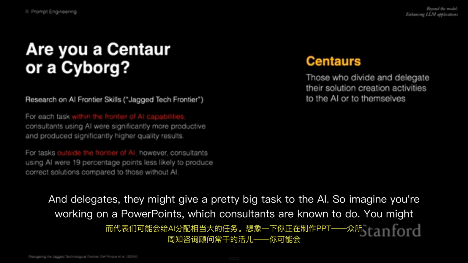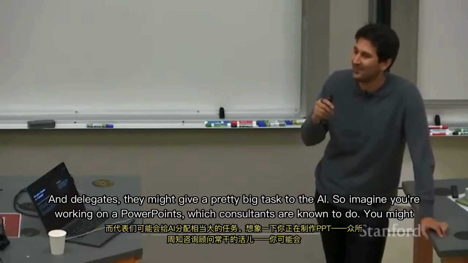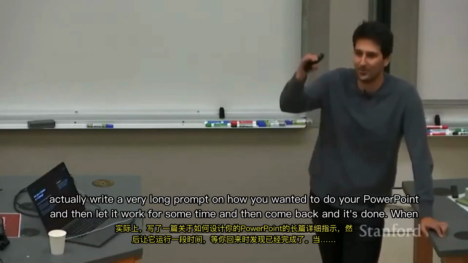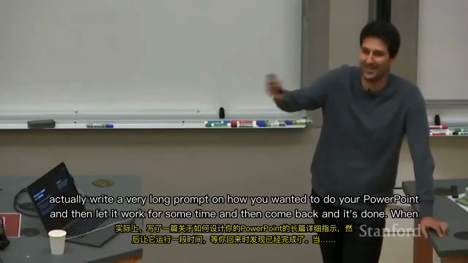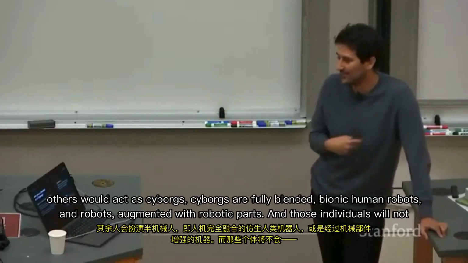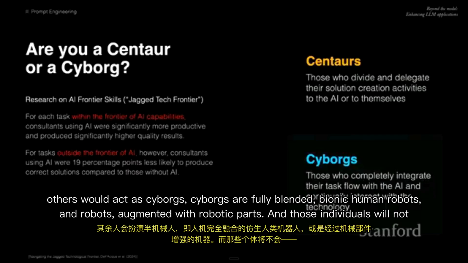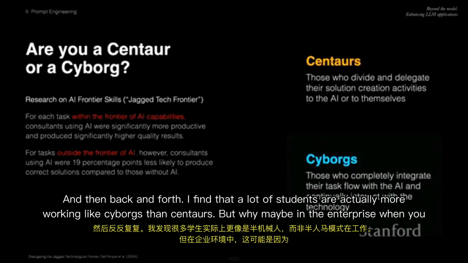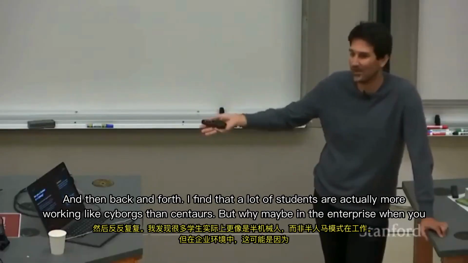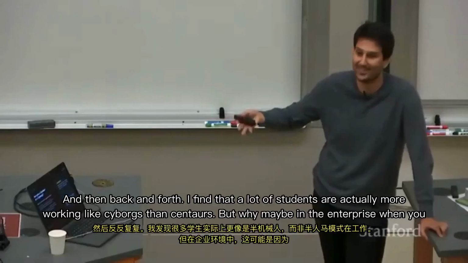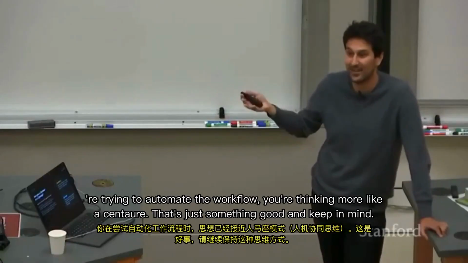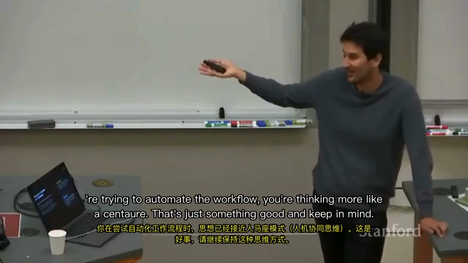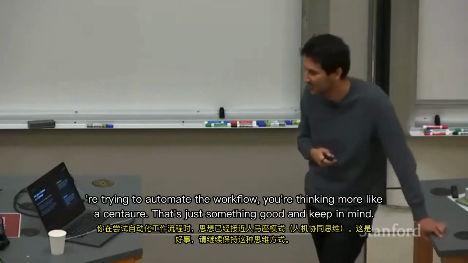So imagine you're working on a PowerPoint, which consultants are known to do. You might actually write a very long prompt on how you wanted to do your PowerPoint and then let it work for some time and then come back and it's done. While others would act as cyborgs. Cyborgs are fully blended bionic humans, a human augmented with robotic parts. And those individuals would not delegate a task fully. They would actually work super quickly with the model, back and forth. I find that a lot of students are actually working more like cyborgs than centaurs. But maybe in the enterprise, when you're trying to automate a workflow, you're thinking more like a centaur. Yeah. That's just something good to keep in mind.